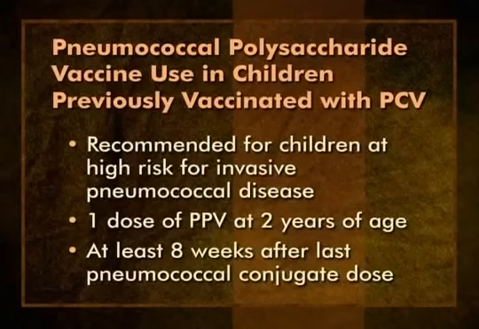ACIP recommends that children at high risk of invasive pneumococcal disease receive pneumococcal polysaccharide vaccine. These children should receive 1 dose at 2 years of age, at least 8 weeks after the last dose of pneumococcal conjugate vaccine. Children at highest risk, such as those with HIV infection or asplenia, will also receive a second dose of pneumococcal polysaccharide vaccine 5 years after the first dose.